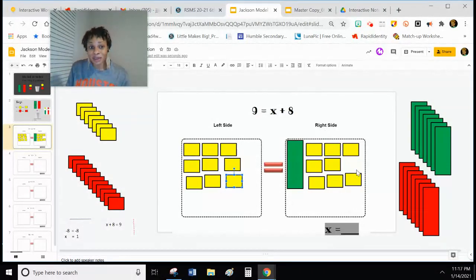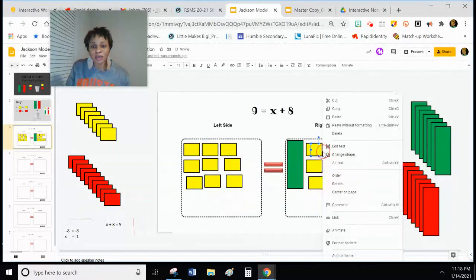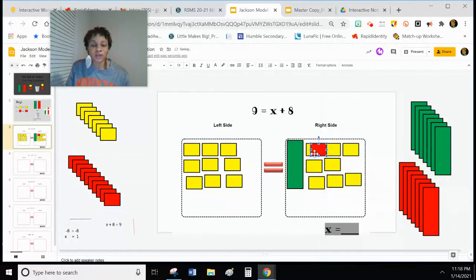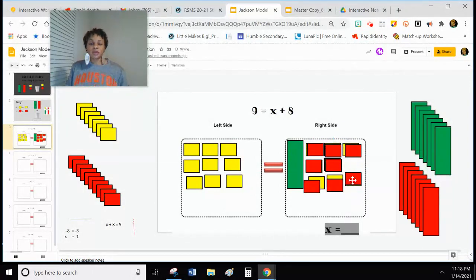So to get rid of these yellow counters, we have to add 8 red counters on that side to get rid of them. So I'm going to add my 8 red counters, and they are going to the back. So I'm going to bring them to the front. And I'm just going to lay them on top of the yellow. Okay. So to get rid of those, I still kind of want to see my yellow. Okay, so to get rid of those, I have to add 8 negative.